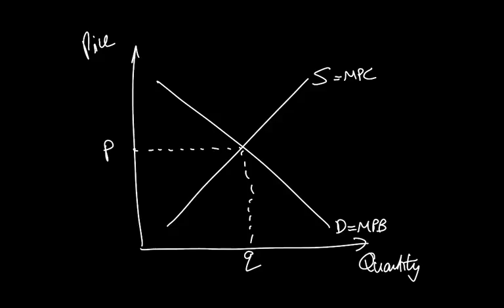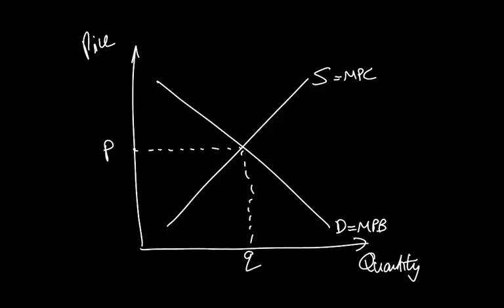Now, what happens when the government imposes a minimum price? The first thing to bear in mind is that if the government imposes a minimum price below the market equilibrium, it will have no effect whatsoever. If the government imposed a minimum price below P, that will have no impact on the level of consumption, because the market forces will enable it to still reach that equilibrium.